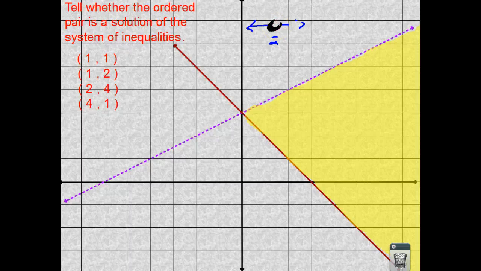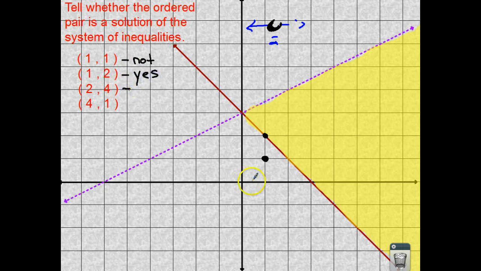All right, check the point (1, 1). If we come over to the graph, we go to the point (1, 1), which is right here. And that is not in any part of my shaded region or on my solid line. So (1, 1) is not a solution, no. Let's check out (1, 2). Okay, so we go 1 and then 2. We are right on that darkened line. So yes, this is a solution.